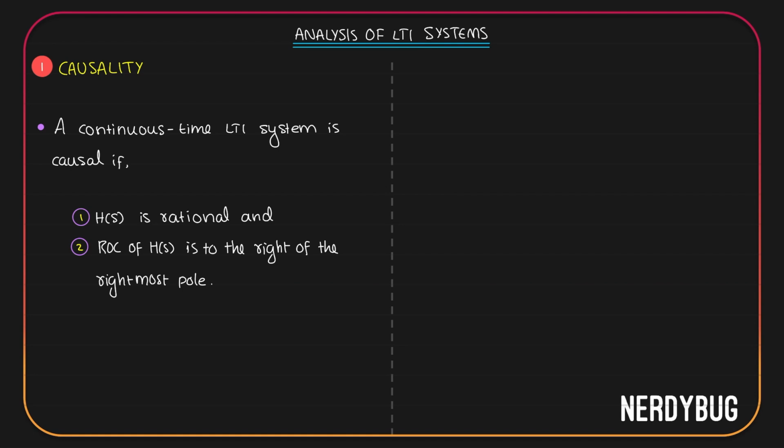Consider we have the impulse response of a system and it is non-zero from -3 to infinity. Obviously, this is a right-sided signal. But h of t is not 0 for all values of t less than 0. From -3 to 0, it does have non-zero values. So here h of t is right-sided, but the system will not be causal. That is why we have two conditions. The ROC of H of s should be towards the right of the rightmost pole. Also, H of s should be rational.